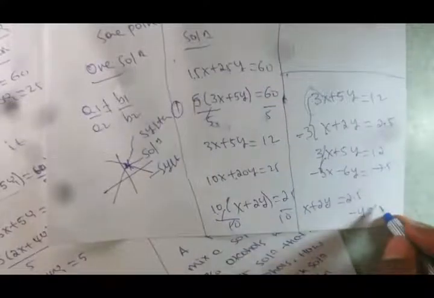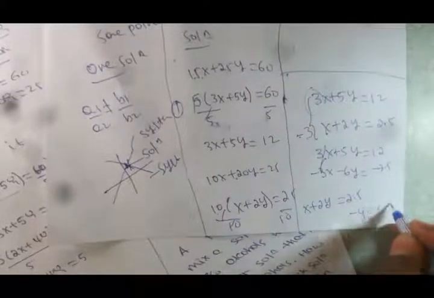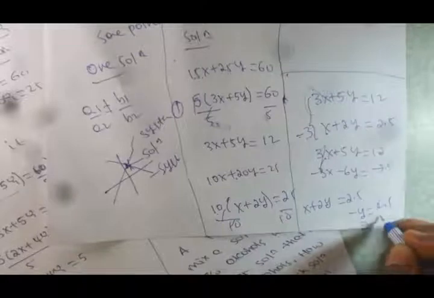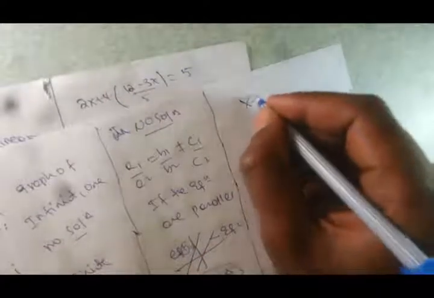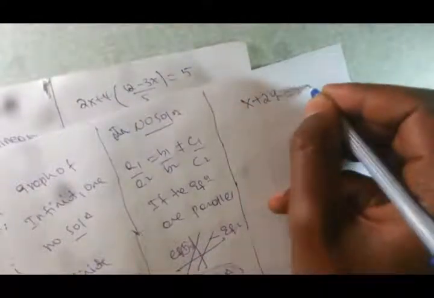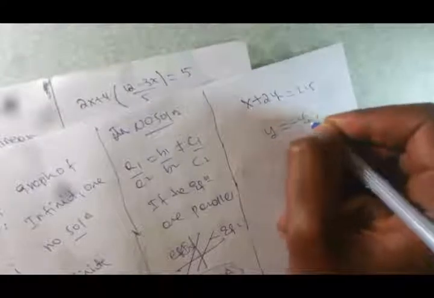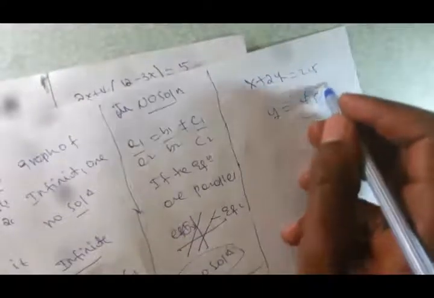The x terms will be eliminated, and minus 6y plus 5y leaves minus y. And 12 minus 7.5 is 4.5. Therefore, dividing by minus 1, the value of y will be minus 4.5. So we know one equation, x plus 2y is equal to 2.5, and the value of y is equal to minus 4.5. So we insert minus 4.5 in terms of this.